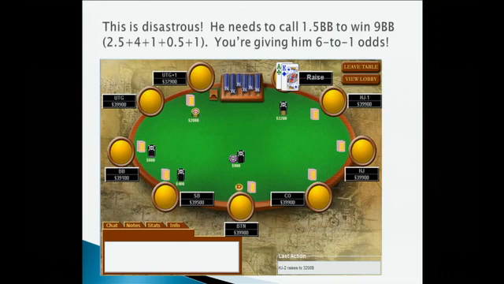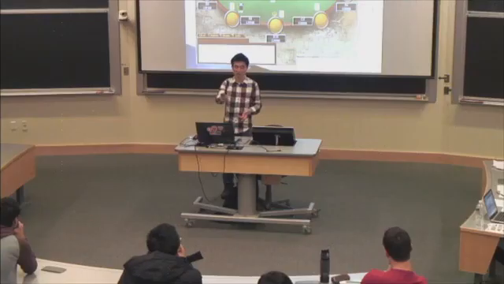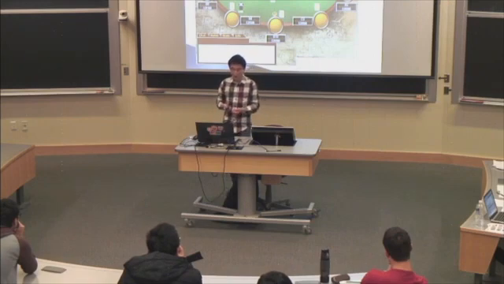But if you look at the odds they're giving him, it's actually ludicrous, right? They have to call 1,200, and the pot will be essentially 7,200. So it's 6-1, right? They got to call 1,200 into a pot of 7,200. So this size is basically way too small.